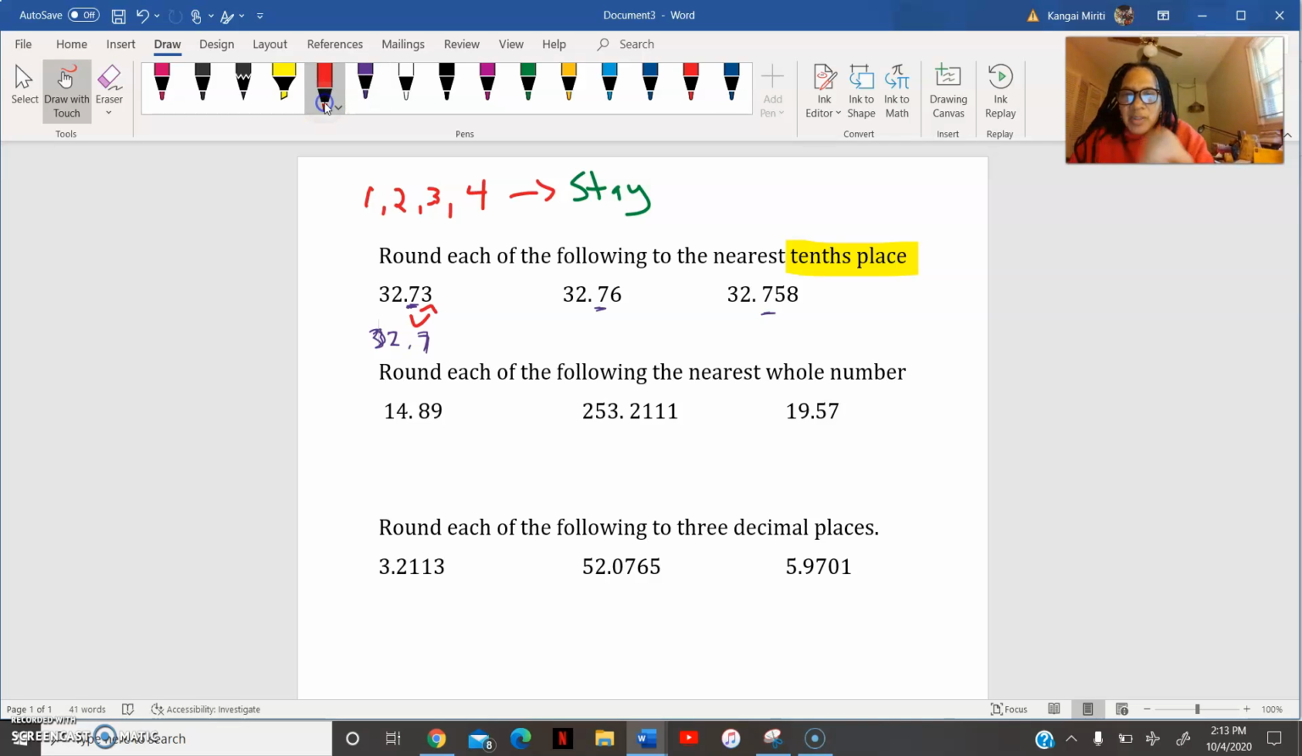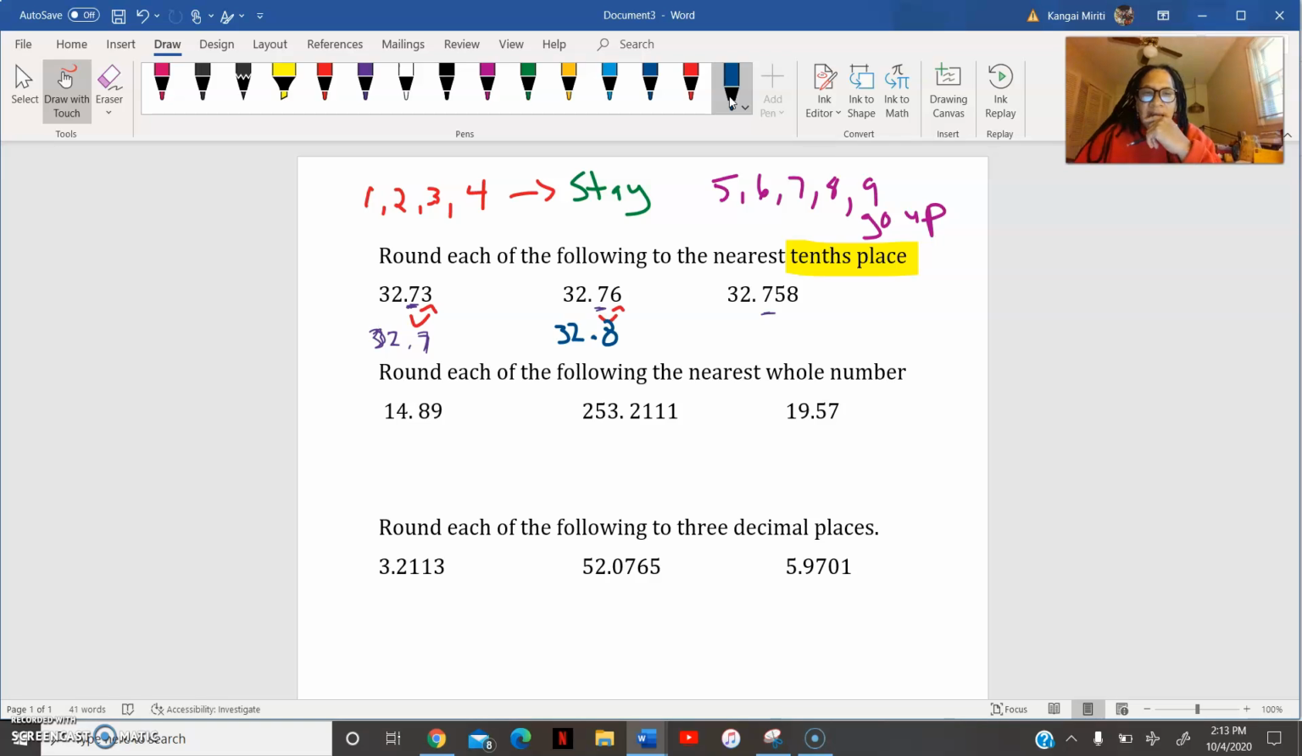So here, let's look here. If we look to the right here, we see the number 6. So if you see 5, 6, 7, 8, or 9 to the right, that means you go up, or the place that you're rounding to goes up. So that means that our 7 is going up to 8. 6 goes away. Everything after the 8 goes away, and our final answer is 32.8.